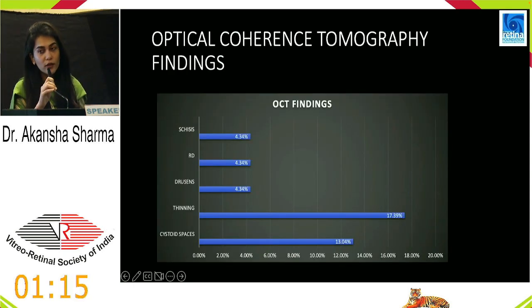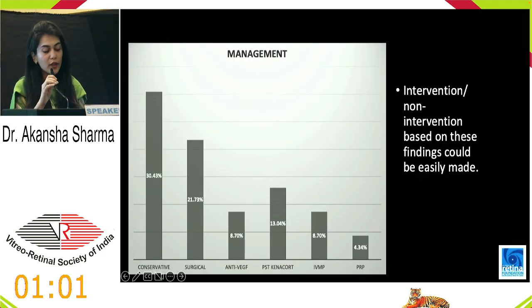The optical coherence tomography findings were graded as schisis, RD and drusen in about 4.3% of cases, with thinning seen in about 17% of cases, and cystoid spaces documented in around 13% of cases. So the decision for intervention or non-intervention based on these findings could be easily made. Of our patients, around 30% were managed conservatively and 21.7% surgically. Anti-VEGF with methylprednisolone was used in around 8.7% of cases. PST was done in around 13%, and PRP sittings were done in 4% of cases.